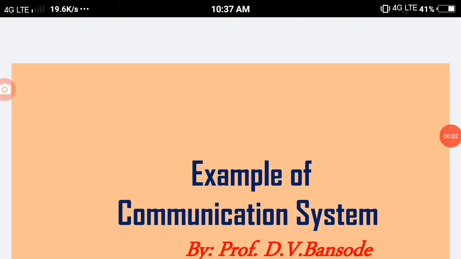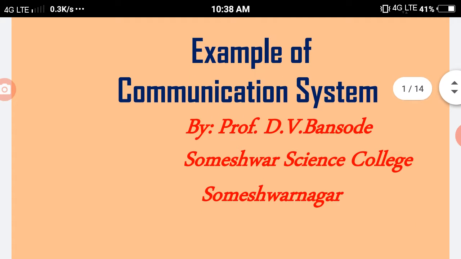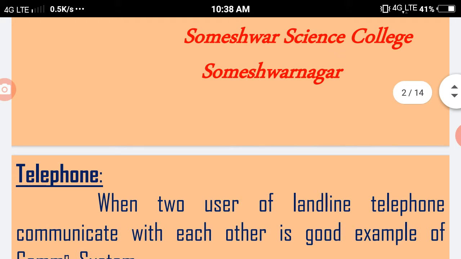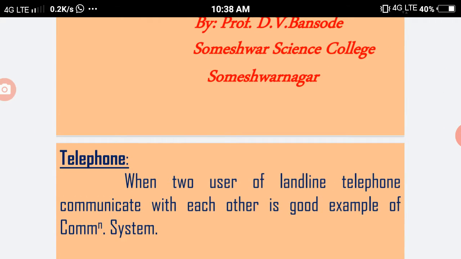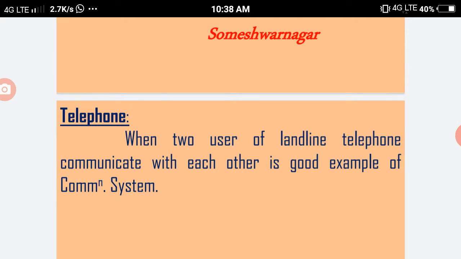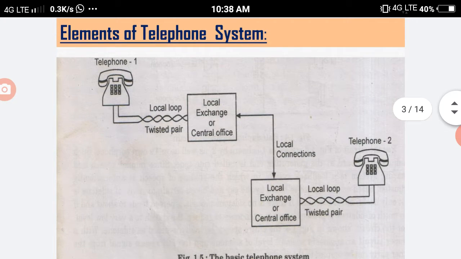So in the first lecture, we are studying the communication system block diagram. Now we are taking the example of a communication system here. The best example of a communication system is a telephone. When two telephone users communicate with each other, this type of communication is done through the exchange offices.